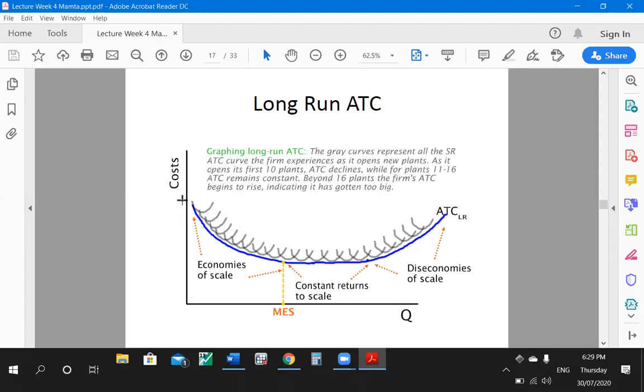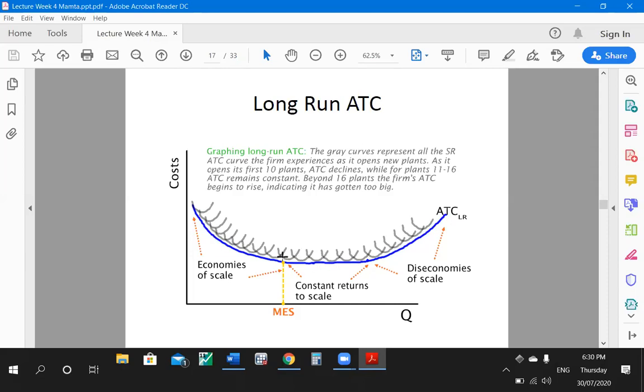That's how they mean that when the average total cost curve is going down, it means economies of scale. Now from the MES point till this point, they do not actually change, not going up or down.